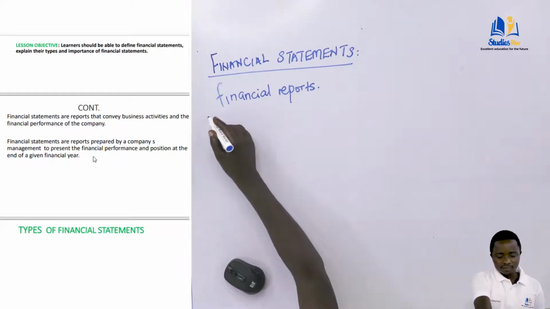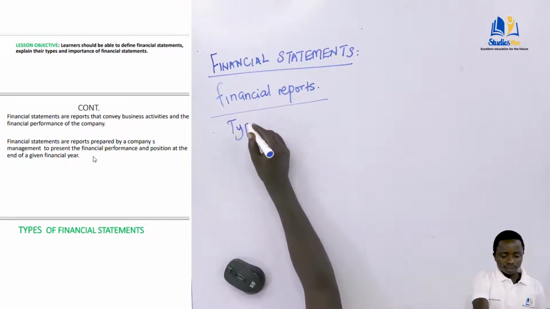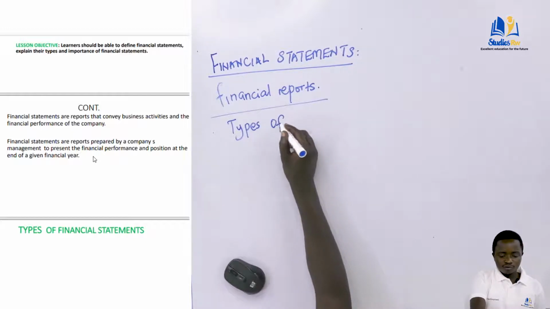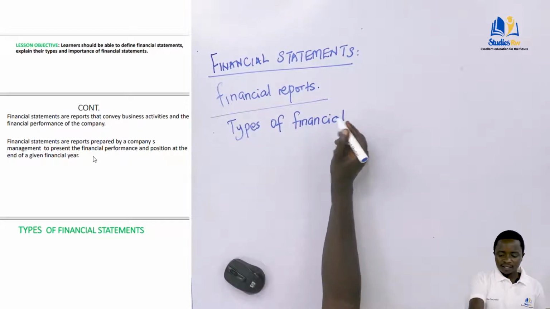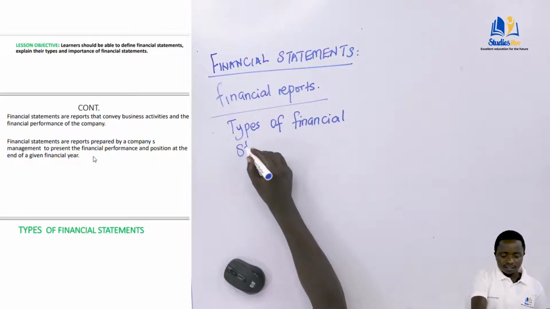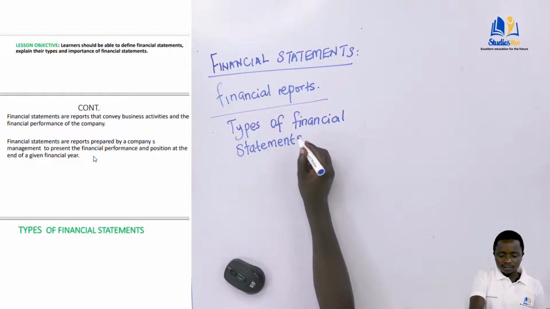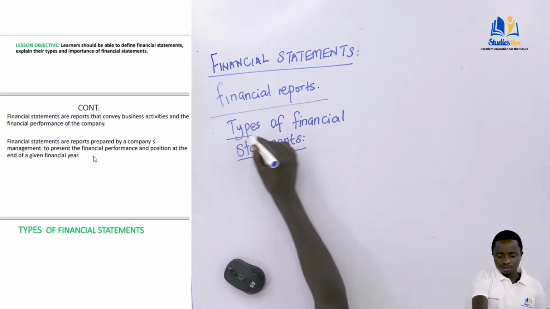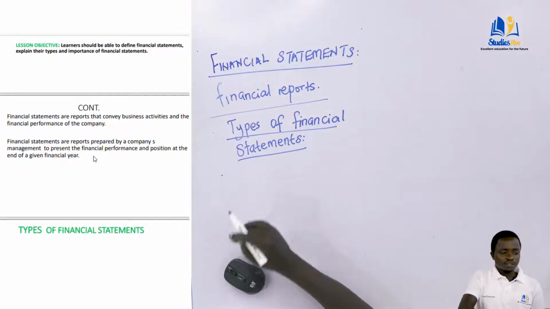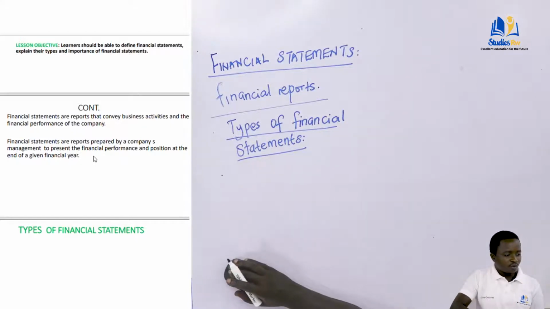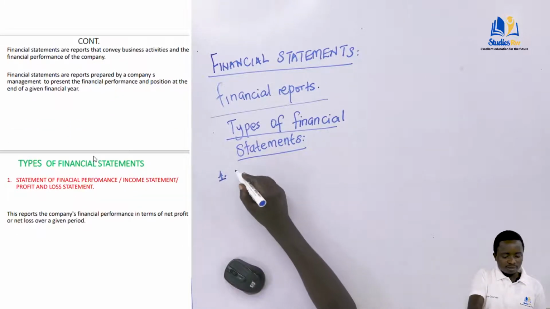So we have different types. Types of financial statements. What are the types of financial statements? If we move on, we have the statement of financial performance as type number 1.